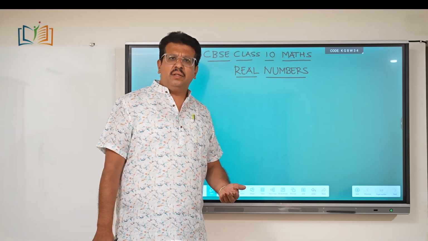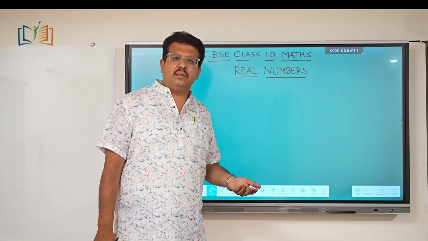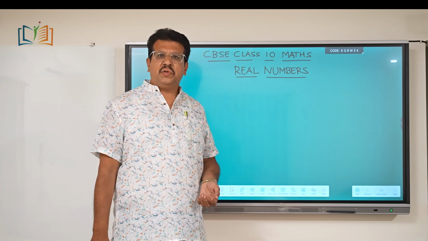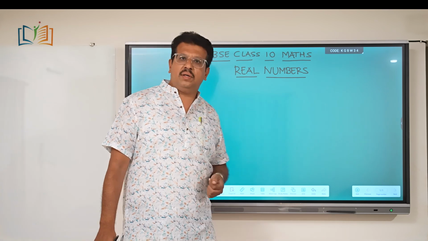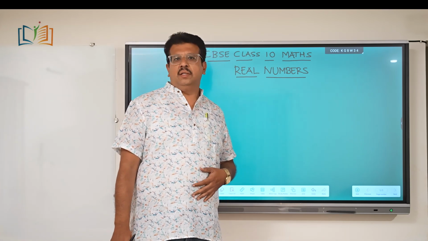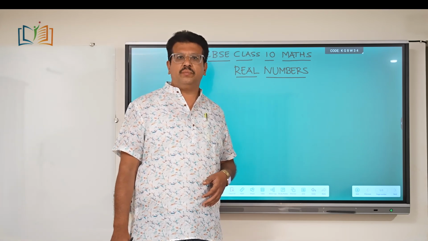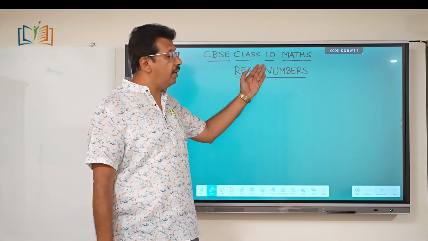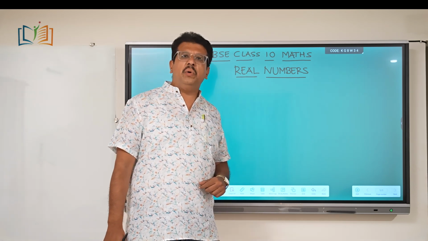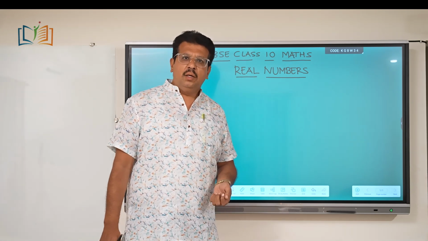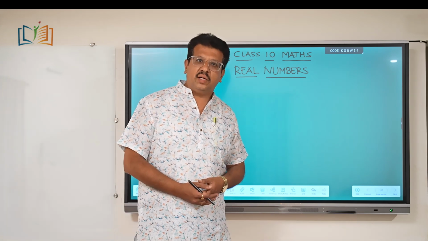As you can see, we are going to discuss the chapters. The first chapter in the CBSE class is real numbers. Second chapter is polynomials. The first chapter we are going to discuss is real numbers. So what do you mean by real numbers? I think you already learned this in your 9th standard.